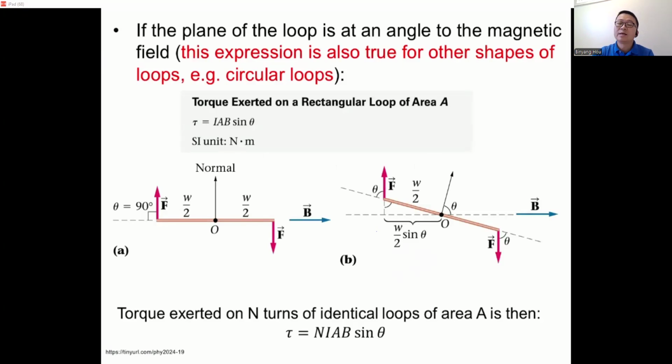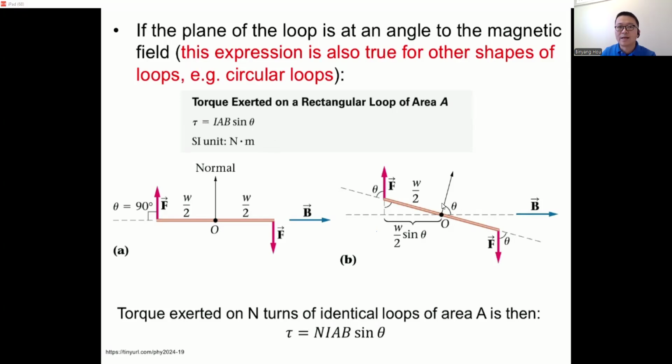If your coil and the magnetic field direction are not lined up initially, then there will be a sine theta term in the torque. At a later point, when these two are no longer lined up, there's a sine of theta there.